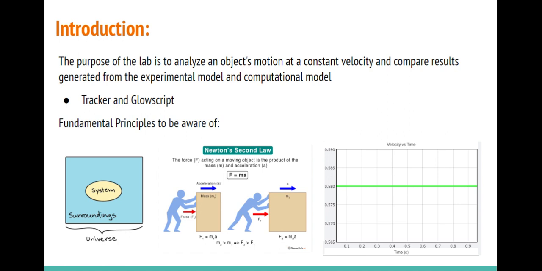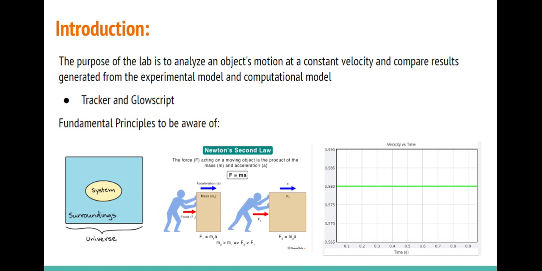However, in order to understand the purpose of this lab and to conduct it accurately, there is some background knowledge that is needed. First, the relationship between the system and the surroundings. The system is the object in motion, in this case a tennis ball, and is the one experiencing the effects of forces, while the surroundings is the object's environment and typically the one acting on the system.